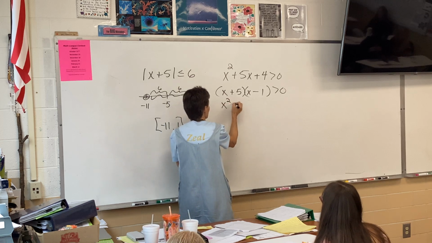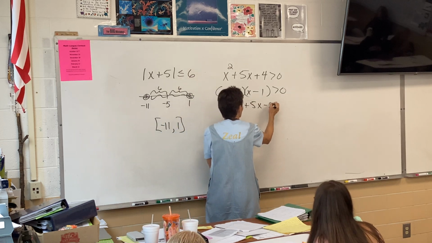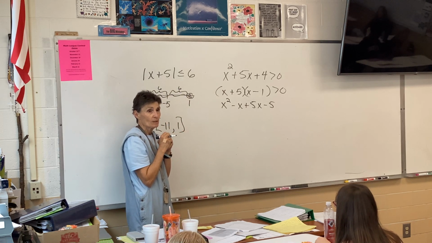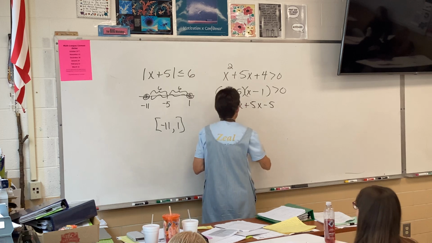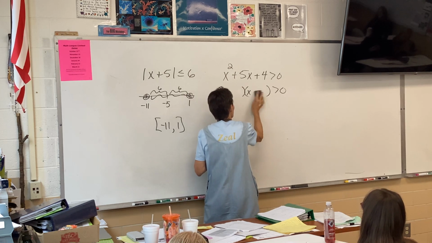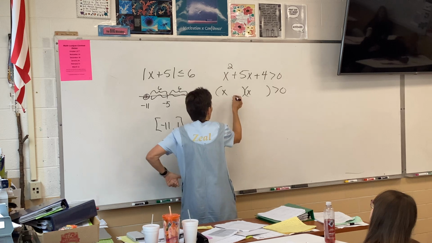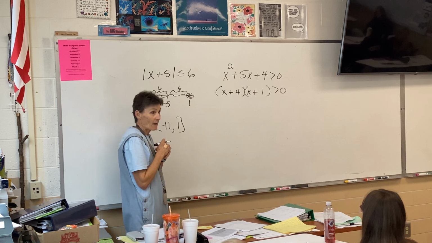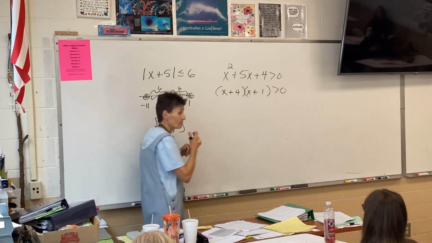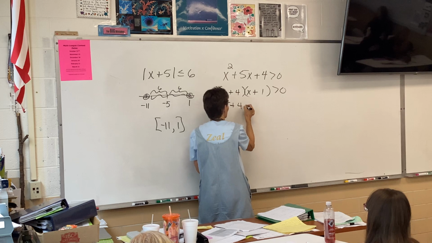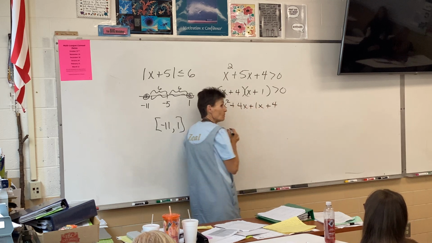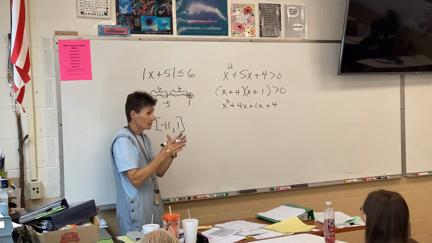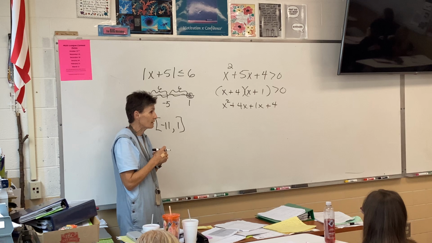If I FOIL this together, does that give me what I needed it to be? No. So this is not going to be the right factoring. Anybody have a different idea? X plus, probably a 1 and a 4 maybe? Will that give me the right thing when I FOIL it? Listen, if you miss this problem because you factored wrong, it's just because you're too lazy to check. You can check, yes, until you finally get it figured out.